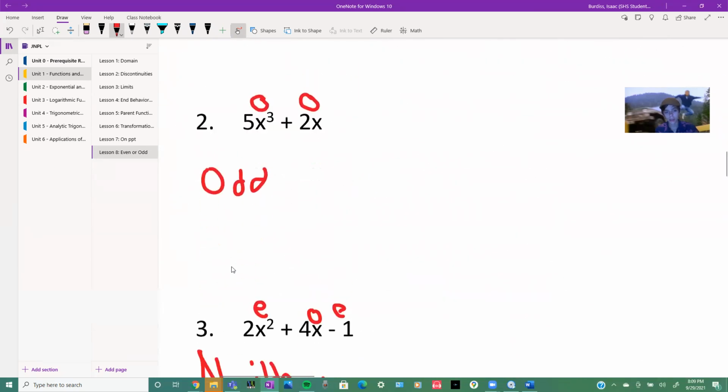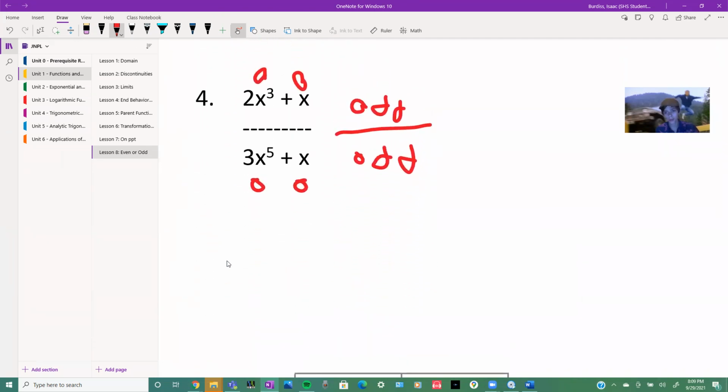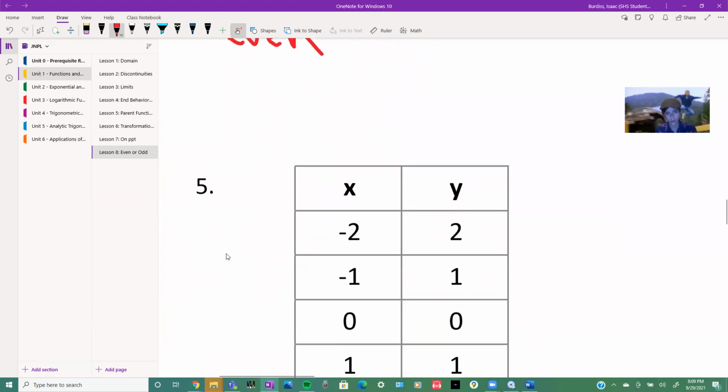Think about it like a negative. If you have a negative divided by a negative, you get a positive. Think about it like that. So don't get mixed up. Odd divided by odd is even. And there is a way to do this algebraically. You just plug in negative x for x and see if you get the same thing or a different thing. But I'm not showing that because this is simpler to do. But just know that you could do that if you wanted to.